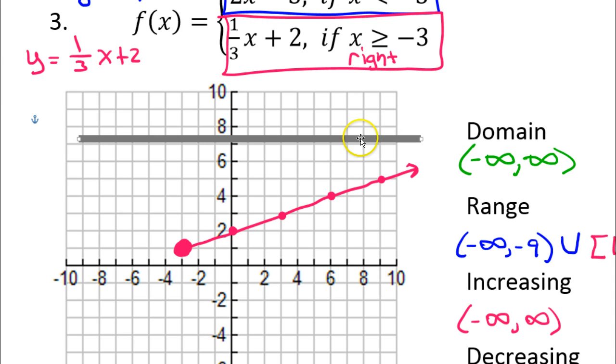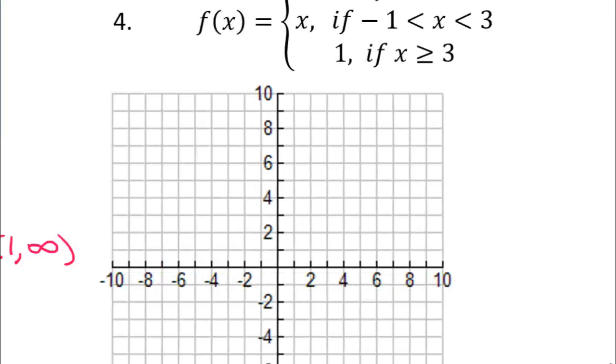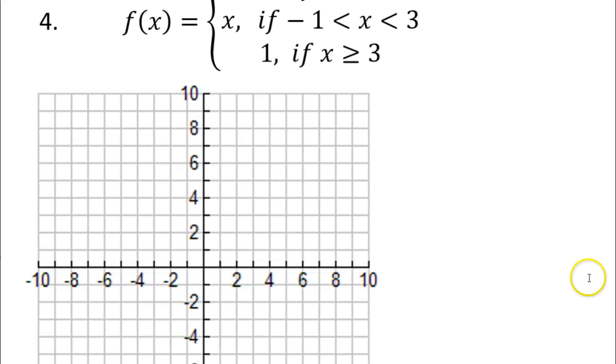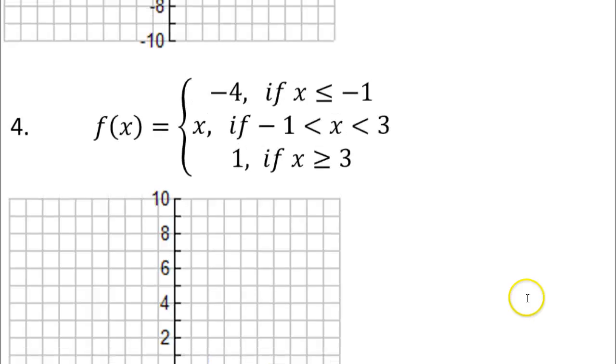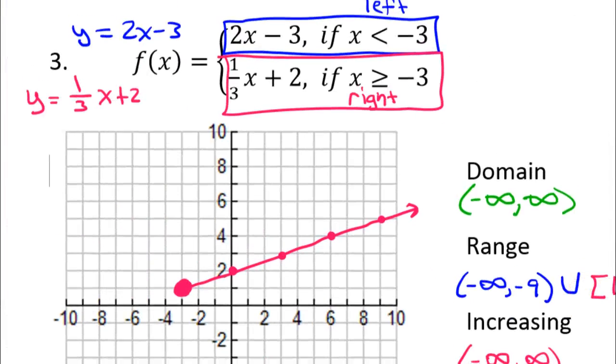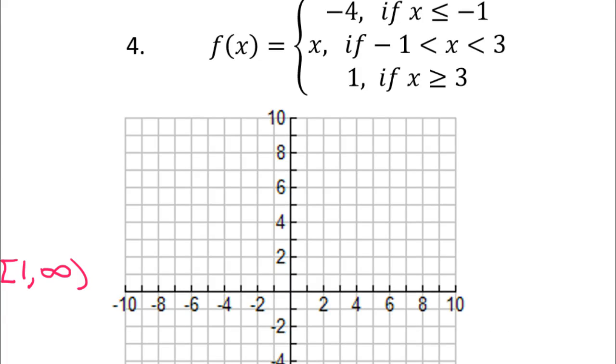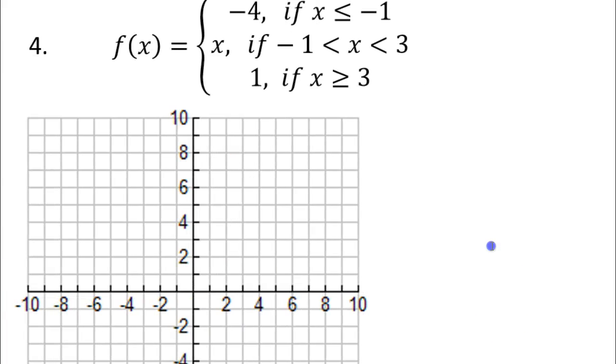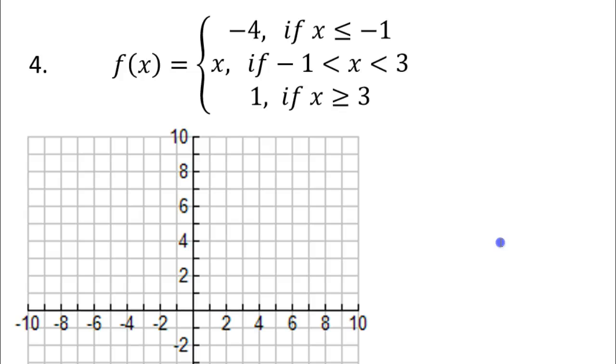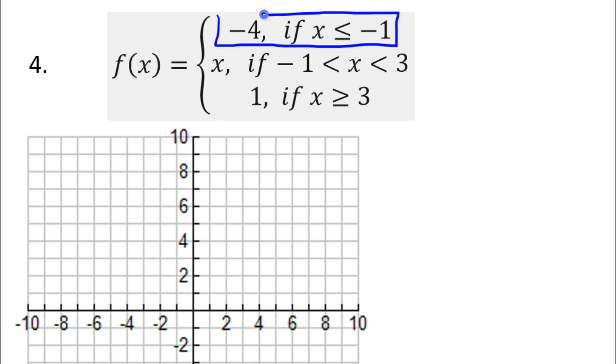All right, let's do that one more time. All right, so let us graph number 4. Are they not asking us for the domain and range this time? I guess not. All right, so all we got to do is graph it. So this time there are 3 pieces. Interesting. So let's see what we have. So first let's do this piece.